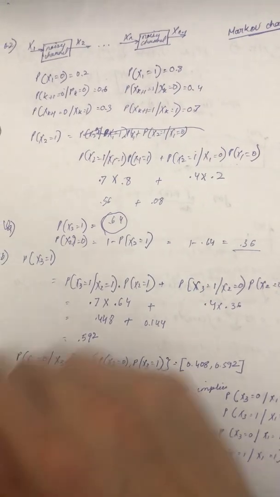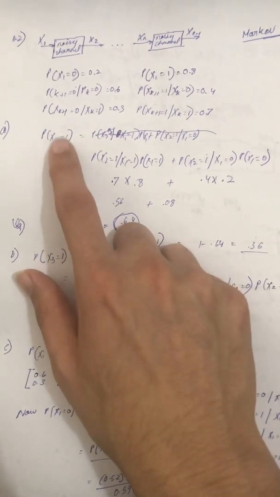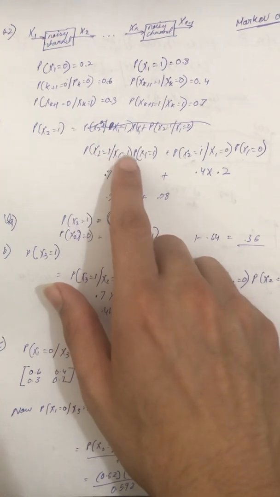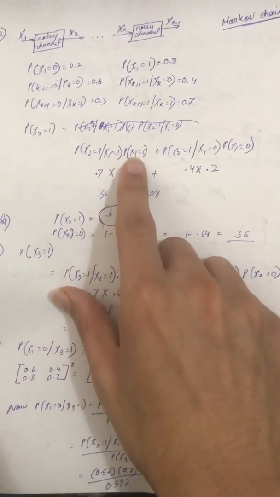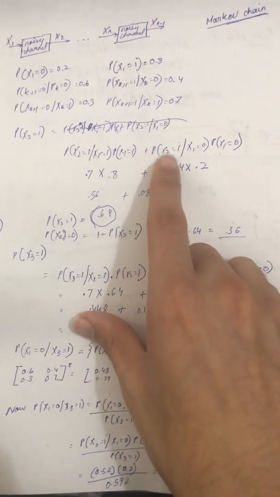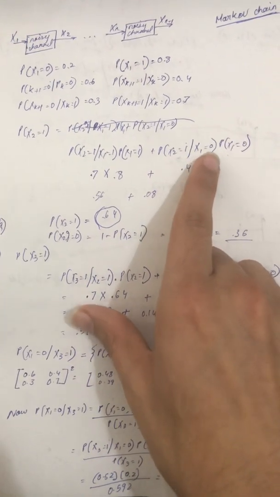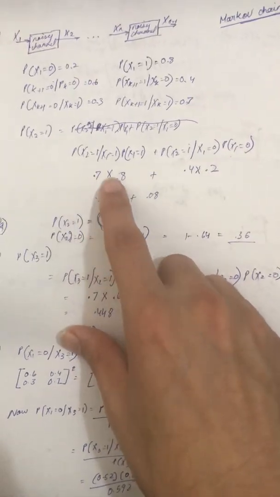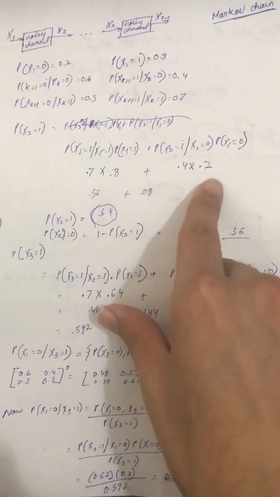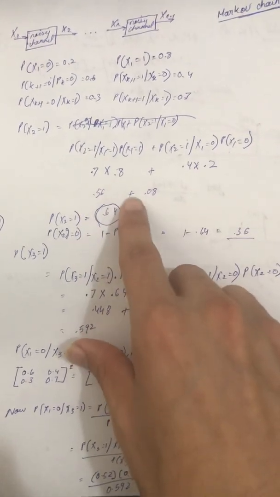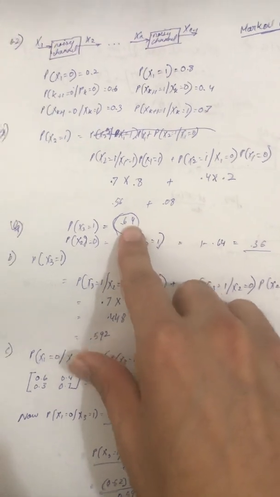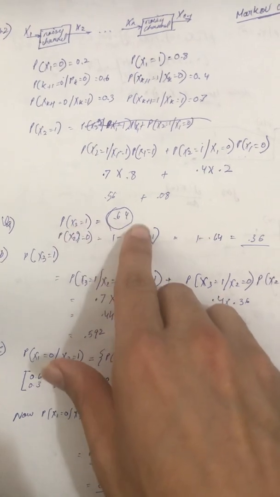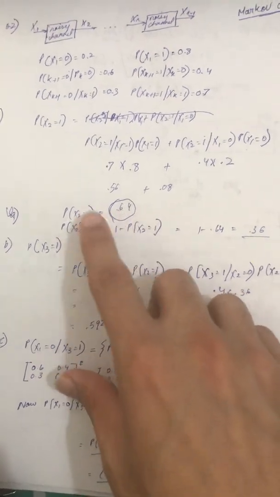Now, in the first part, we need to find the probability of x2 equal to 1. The probability of x2 equal to 1 is equal to the probability of x2 equal to 1 given x1 equal to 1, times the probability of x1 equal to 1, plus the probability of x2 equal to 1 given x1 equal to 0, times the probability of x1 equal to 0. That is 0.7 times 0.8 plus 0.4 times 0.2, which gives 0.56 plus 0.08, equal to 0.64.